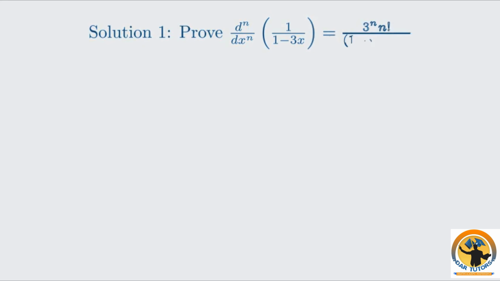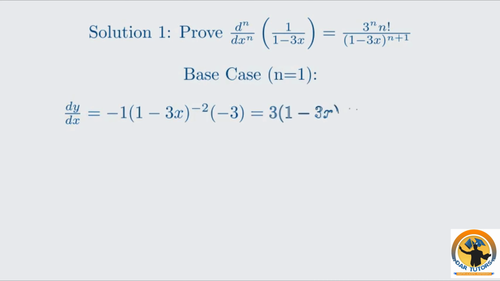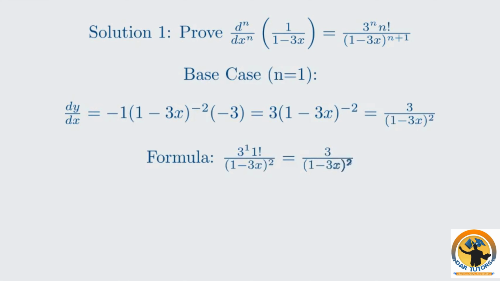Solution to question 1. We need to prove that if y = 1/(1−3x), then the nth derivative is 3^n times n factorial, divided by (1−3x)^(n+1). Base case, n = 1. The first derivative is 3 times 1 factorial over (1−3x)², which is 3 over (1−3x)². This matches the derivative calculated using the chain rule, so the base case is true.